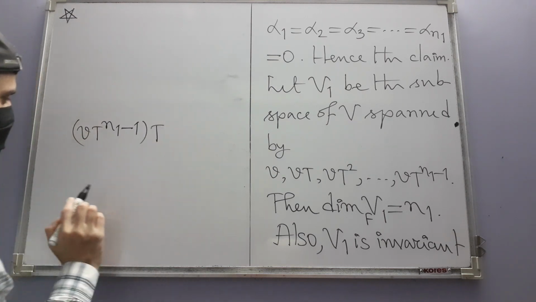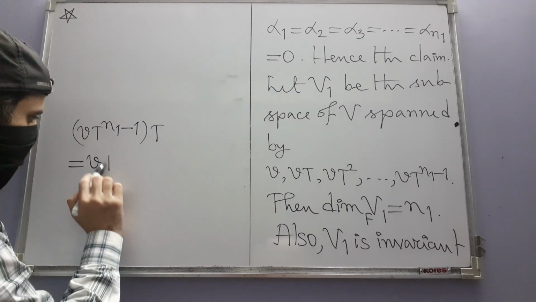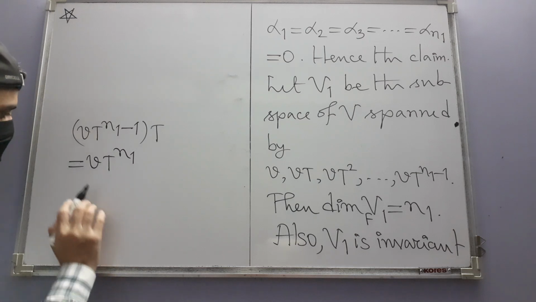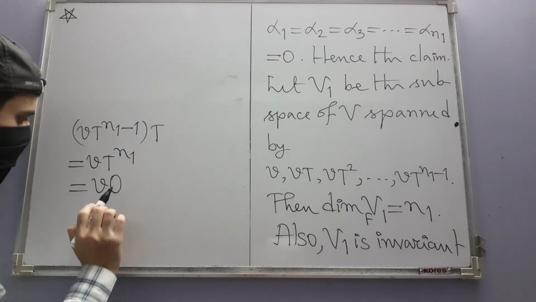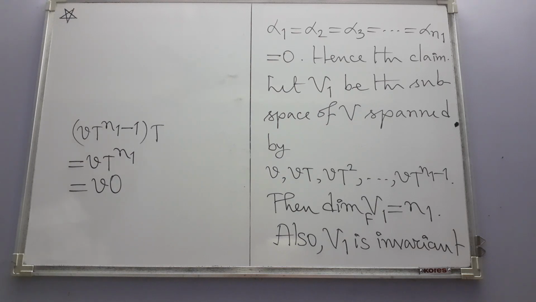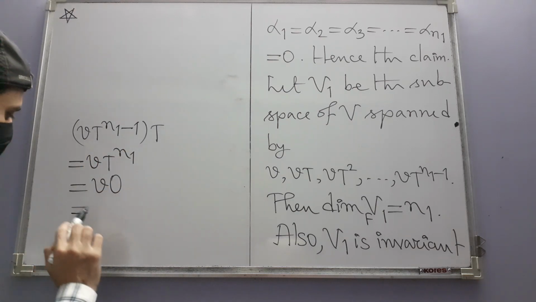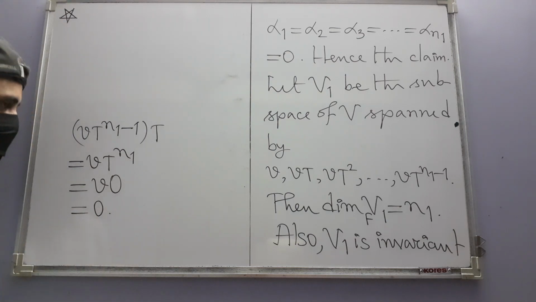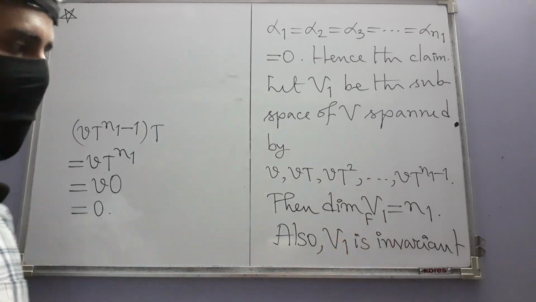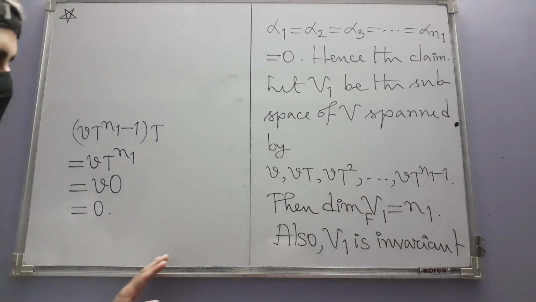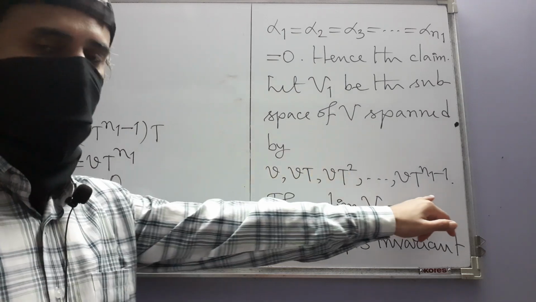You apply T on this. Composing this power of T with T, you get this. So what is this? This is the zero operator, right? Because T to the power n1 is 0. So V0 is 0. And of course, 0 is in the subspace V1 because it's the zero vector. So you do not get outside when you apply T on these basis vectors.